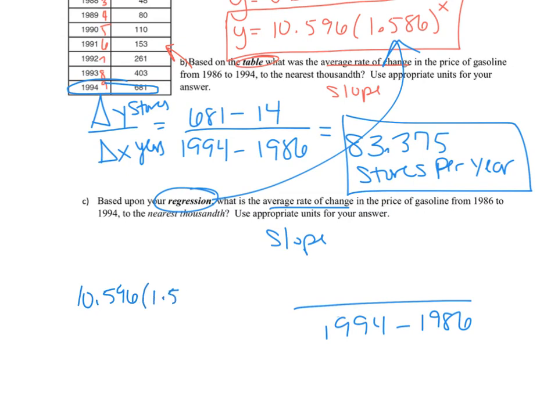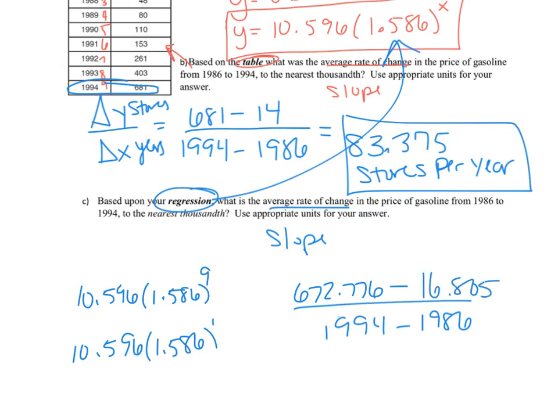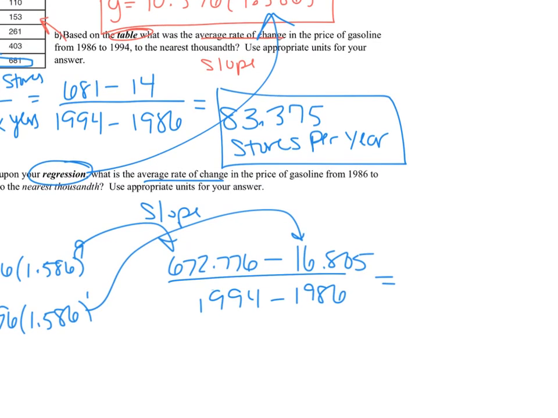To find that value, I have to type in 9 in the exponent, not the year, 9. And that gets you 672.776 minus. Now I'm going to type in the 1 for the 1986 year, and that tells me 16.805. So this gave me that, and this gave me that. And doing my math, my regression equation tells me 81.996 stores per year.